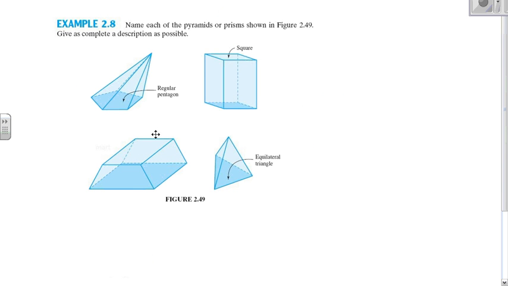So let's look at an example where we name the shapes that they show. So this first one, we were told that the base is a regular pentagon. And we'll also notice that it comes to a point, so it is a pyramid, and it's going to be an oblique pyramid because it's not isosceles triangles for the sides. So a pretty specific name would be an oblique pentagonal pyramid.